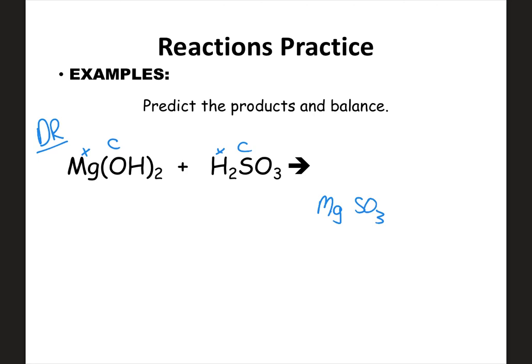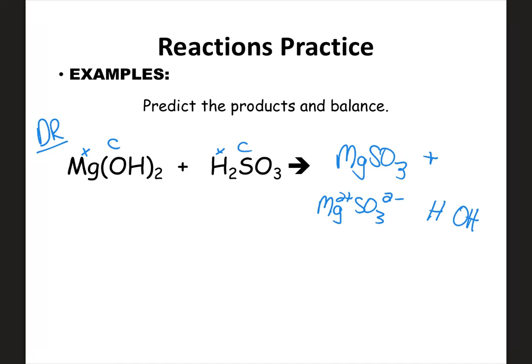Mg's charge, when you look it up, is 2 plus. SO3's charge here is going to be 2 minus, all right, that's a polyatomic. So when you do symbols, charges, crisscross, they actually cancel. So the first product here is just MgSO3, okay? And then when you get your other product, remember, you're leaving the metal where it's at. So H is going to get a new friend. His new friend is going to be the OH.